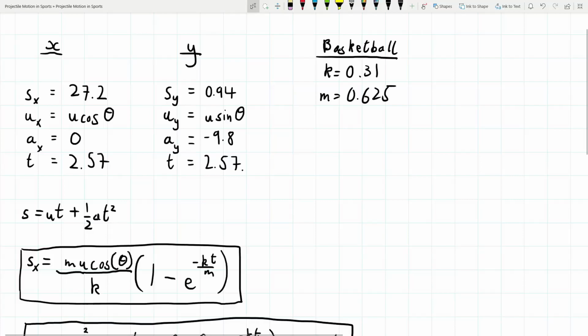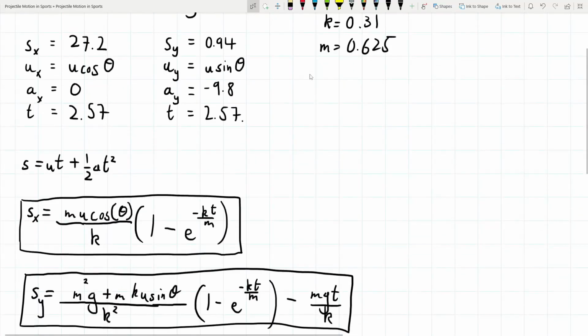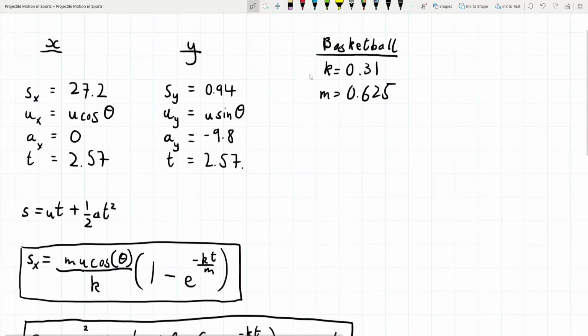So remember when we were calculating the basketball shot last time without the drag, we used the equation s equals ut plus a half at squared. So this is why I decided that, for this, when we're doing it with drag, we will also use the equations with s in them. So we have all this information.